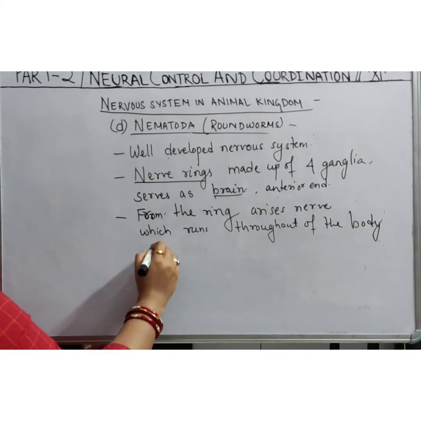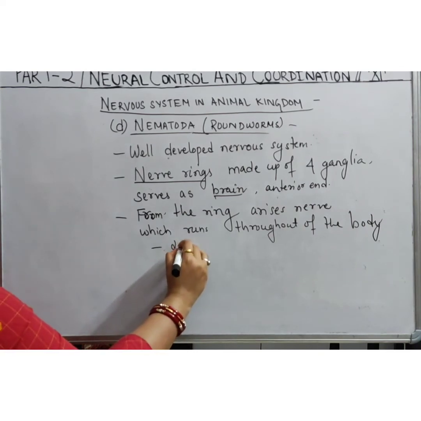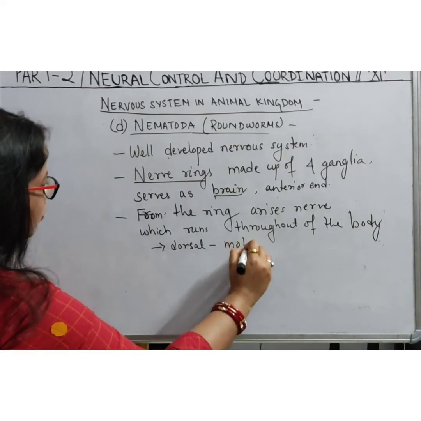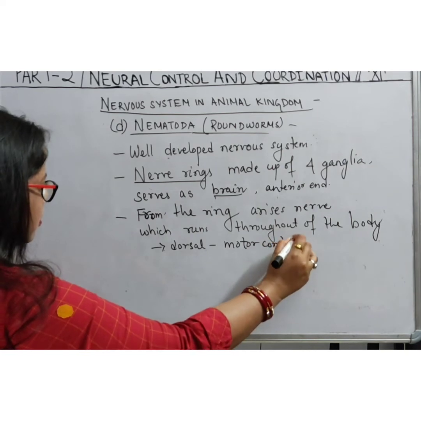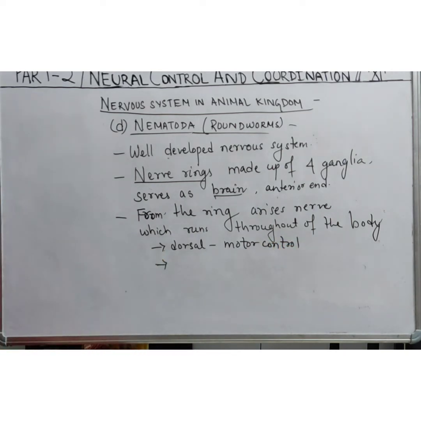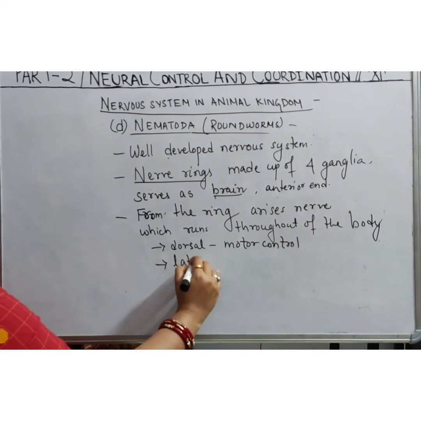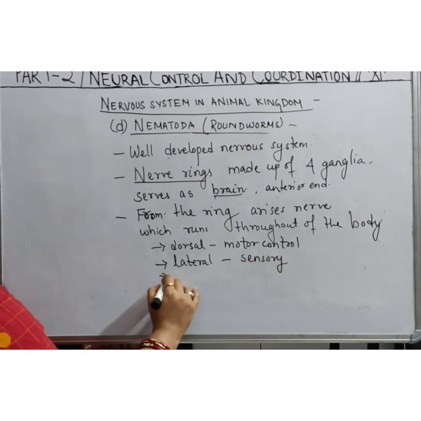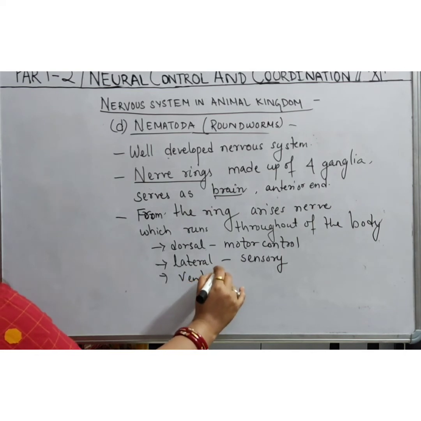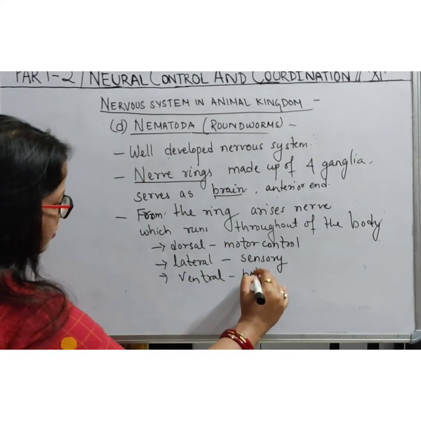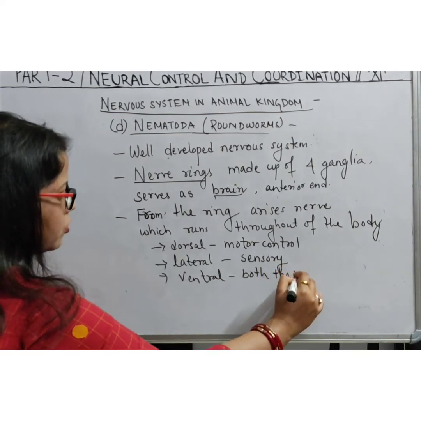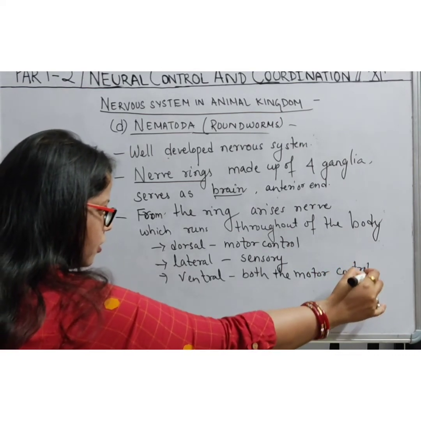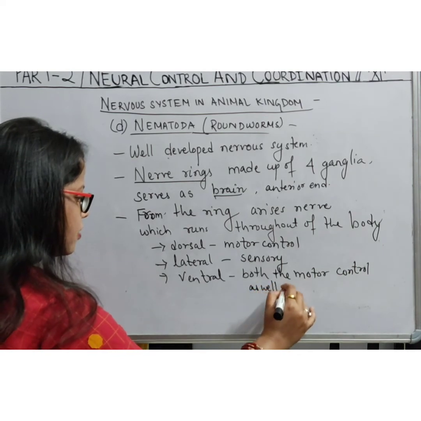And what are they doing? On the dorsal side they have motor control, then on the lateral side they have sensory control, and the ventral side controls both motor control as well as sensory control.